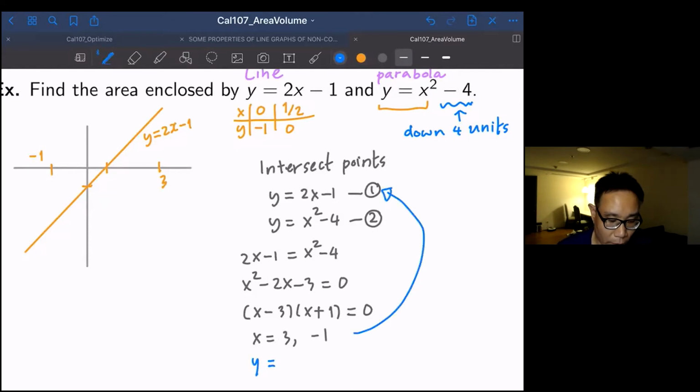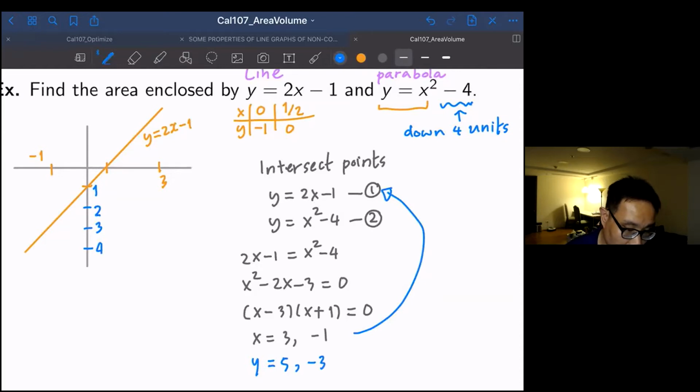So you would get y equal to 5, and negative 1 is going to be negative 3. So this one, you know that it's going to come down 4 units. So this is 1, 2, 3, and 4. And you're going to need your parabola that intersects at 3 and negative 1. That will be your intersection point.